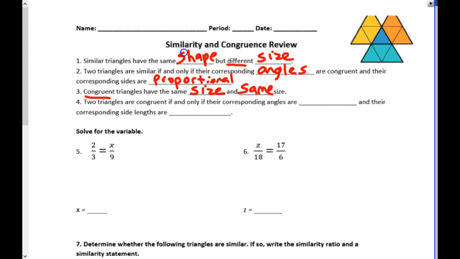Two triangles are congruent if and only if the corresponding angles are congruent, and the corresponding sides are also congruent. Congruent means everything is congruent.